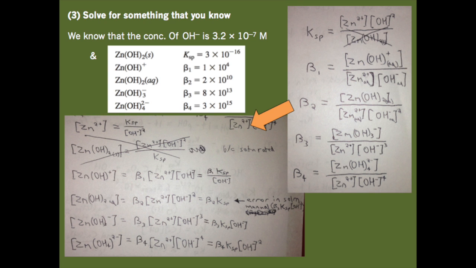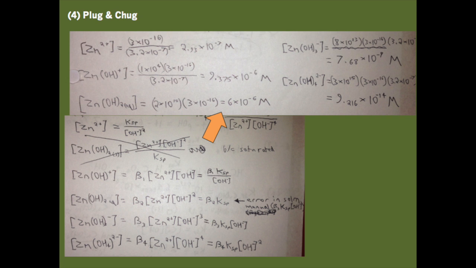Harris does an odd substitution where he puts in beta 3 times KSP multiplied by hydroxide. Both are strictly true, but I think that just doing beta 2 times KSP is a lot more intuitive. Okay, so once you've gotten to this point, then it's simple. You just plug in the values and go from there. And so if you follow this systematic treatment each time, you can't mess up the equilibrium constants, which is going to help you out a lot.